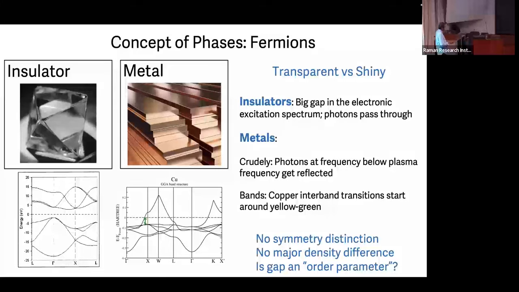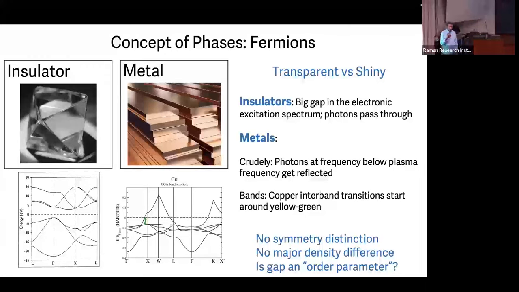Some of these bands are only partially occupied, unlike here where everything below is occupied and everything above is empty. Here, things are partially occupied. So of course, it's kind of metallic at low energies, but you see that, at least for copper, there is a minimum energy I need to give in order to excite electrons using light. Okay? And so if you read off this band structure, it turns out that these interband transitions start roughly in the yellow-green light region.